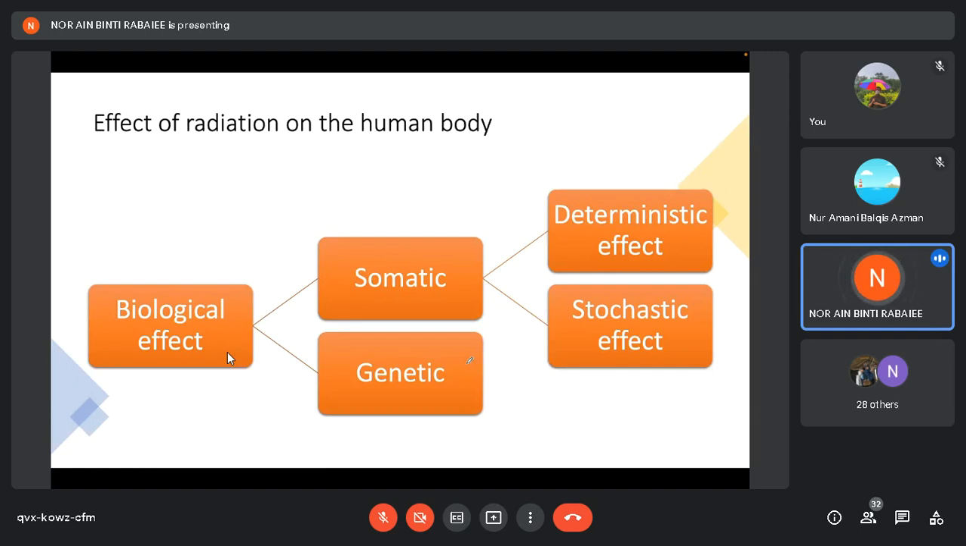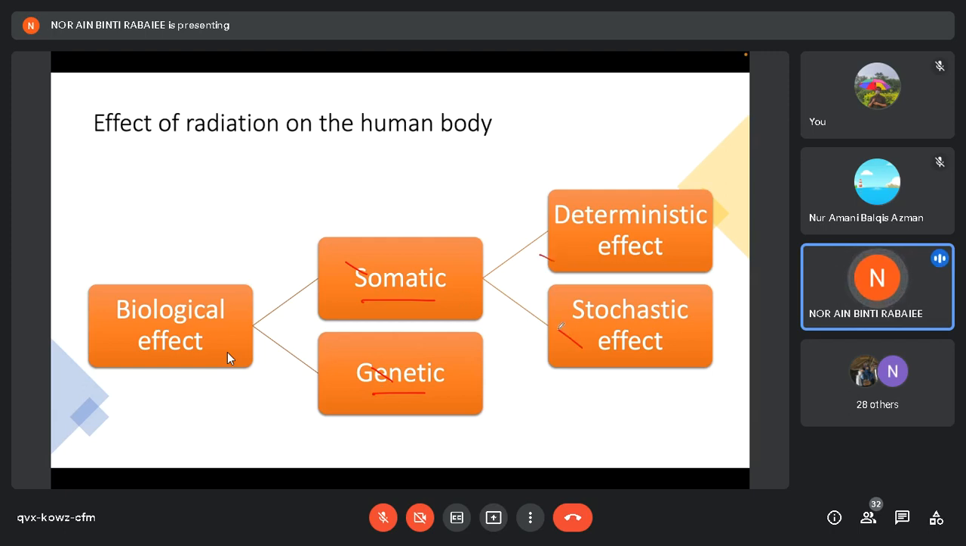Okay, so when the body absorbs radiation, it will produce an effect. Of course, there is an effect on the human body. The biological effect can be divided into somatic and genetic. Somatic is the effect only on the particular person who received the exposure. If you receive an exposure of 10 sievert, only you will get the effect from the radiation, and it cannot be inherited by your generation. But the genetic effect of radiation can be inherited by the next generation.